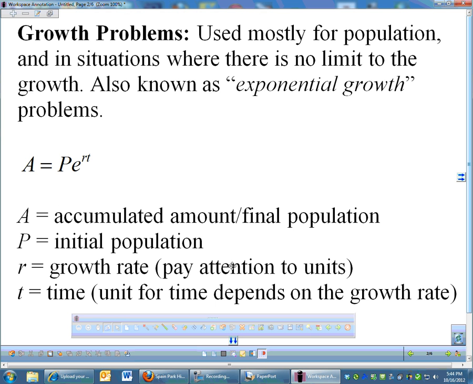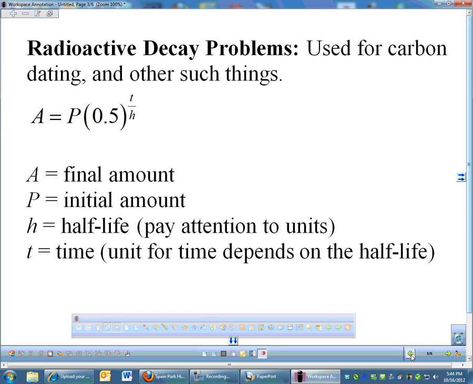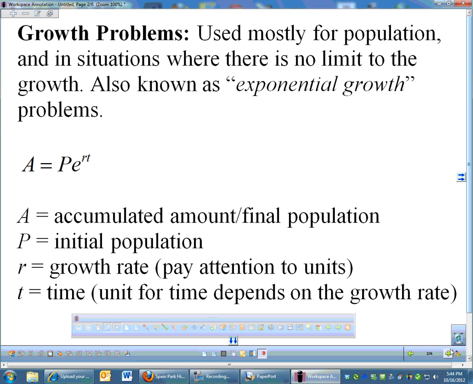And pay attention to the units, because sometimes the growth rate is given per day or per week, and that affects your time. And so then you have T, which is time. So let's do, oh wait, then I need to have the decay, yeah. So there's our formula for growth, which is just your PERT formula.